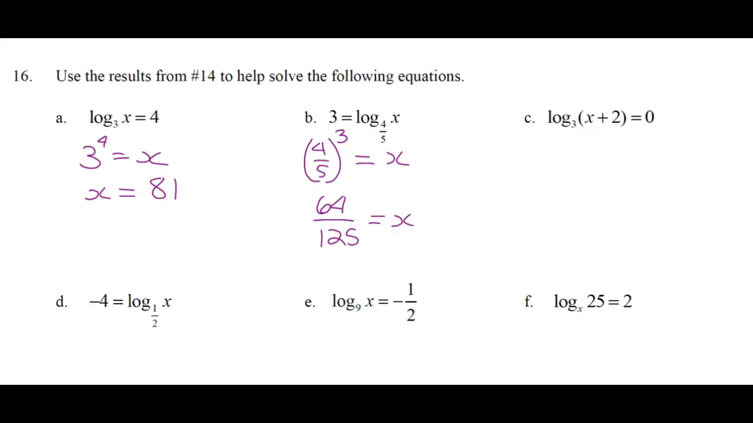Okay? So you can't look at log base 3 of x equals 4 and solve that. You have to rewrite it to say x is equal to 3 to the 4th. You have to rewrite this to say what? X plus 2 is equal to what? 3 to the 0. What's 3 to the 0? What's x?